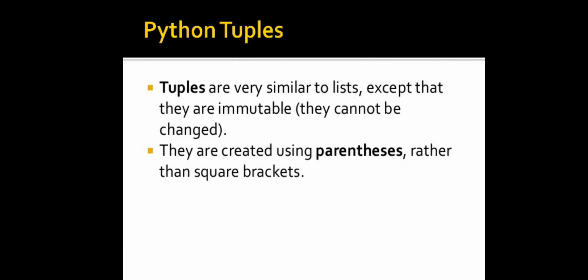As we know, a tuple is a data structure in Python and it is another sequence data type that is similar to the list. A tuple consists of a number of values separated by commas. So we can say that tuples are very similar to lists except that they are immutable, meaning they cannot be changed, and they are created using parentheses rather than square brackets.